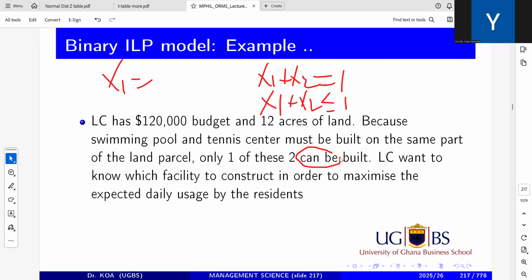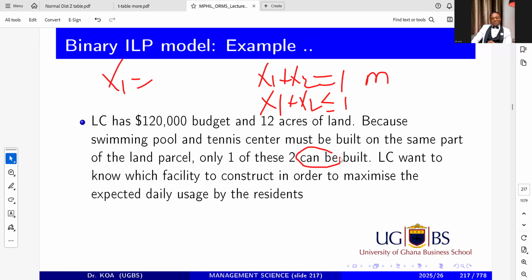The other question I have is, when you say x1 plus x2 is equal to 1, I don't understand how that translates into either the swimming pool or tennis must be built. So please, can you explain? If I tell you that it must be built, it means that it must be equal to 1, right? If I say, look, you must build that thing, it must happen. It must happen means there is no two going around it. It has to happen. That is the one.